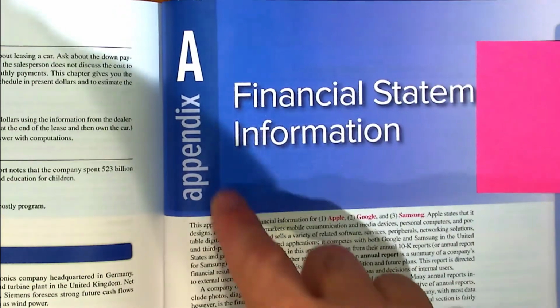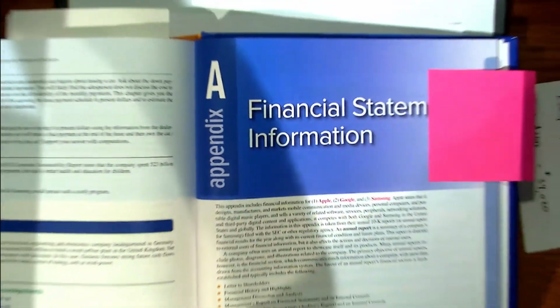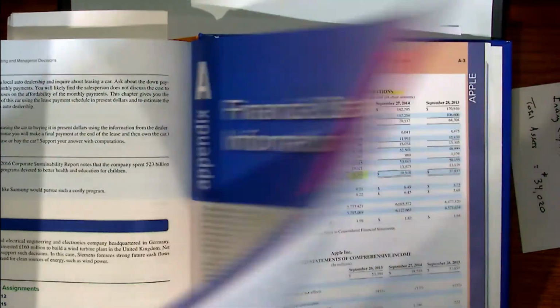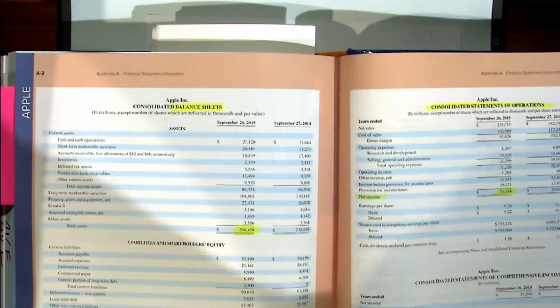In the back of your book, at the very end, after even chapter 24, which you'll do in accounting too, they have this appendix A, and this has actual financial statements. These are not made up. These are real financial statements. And one of the companies they list is Apple.